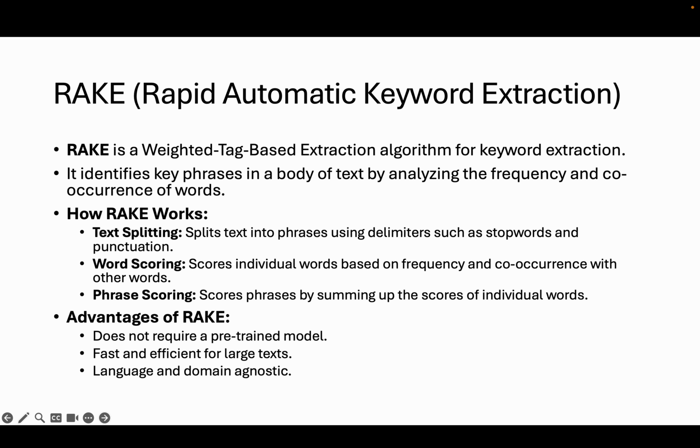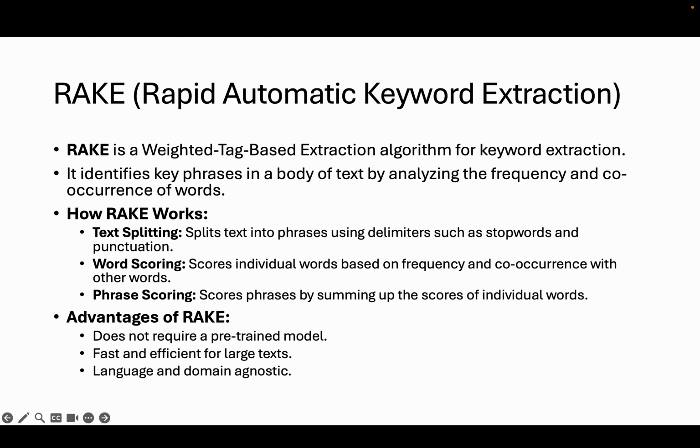RAKE stands for Rapid Automatic Keyword Extraction. RAKE is a simple yet powerful algorithm used to extract key phrases from text. Unlike machine learning-based approaches, RAKE is purely statistical. So it makes it easy to implement and use in different contexts without needing extensive training data.